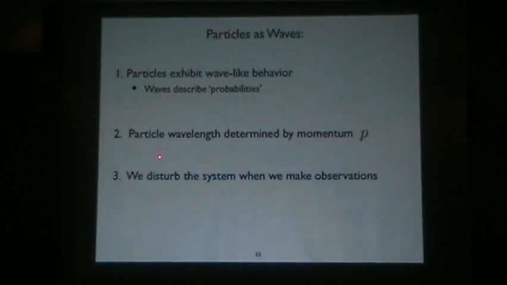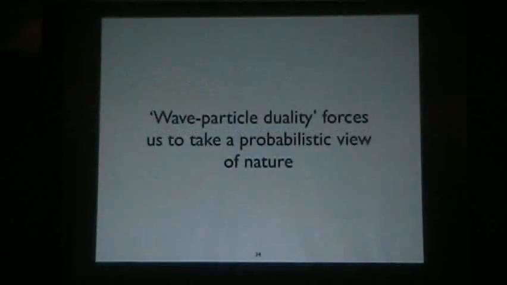Particle wavelength is determined by its momentum. And we disturb the system when we make observations. Anytime we make an observation, we entangle ourselves with the quantum state of the system. That can affect these subtle interference effects and lead to great changes like the change in the interference pattern on the screen. So in the lab, wave particle duality forces us to take a probabilistic view of nature. We needed a wave, and the only thing available to wave was the notion of probability. So nature at its fundamental level is probabilistic.